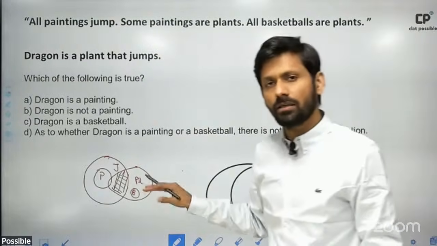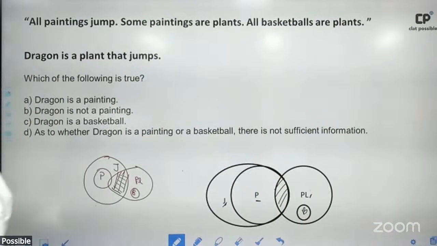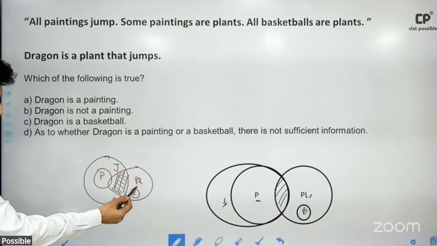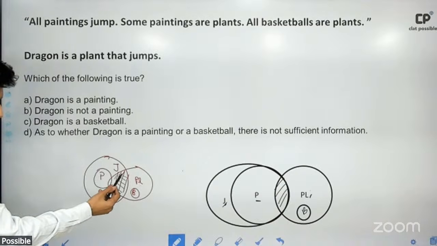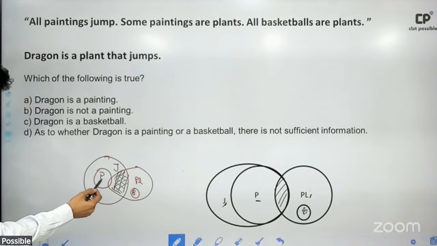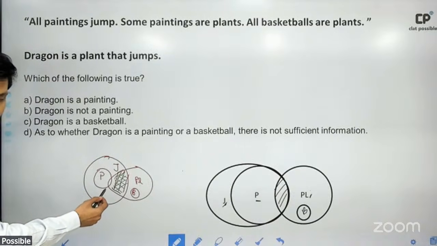Is this possible? What do you think, everyone? Yes or no? Is it visible? Is the diagram visible? Okay. So yes, between plants and jump there can be some overlap, right? Which is not also coinciding with the P circle.